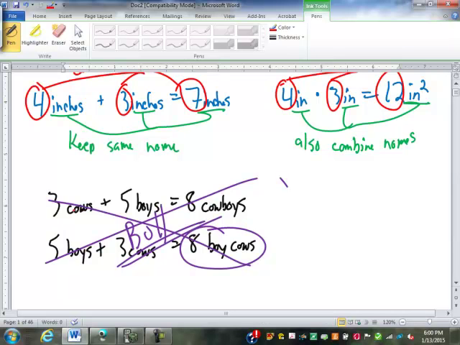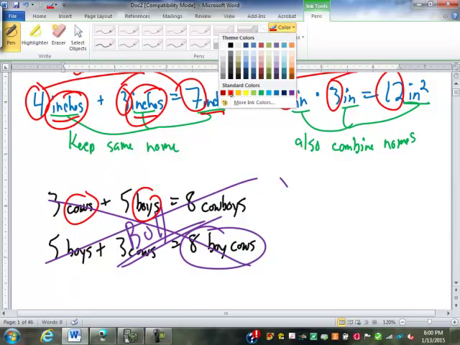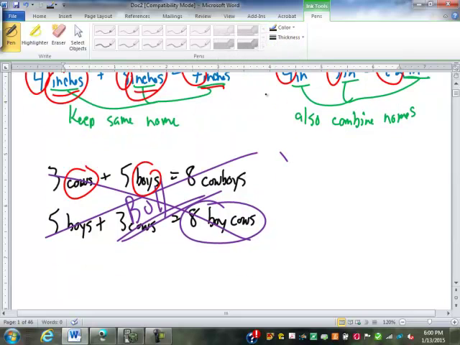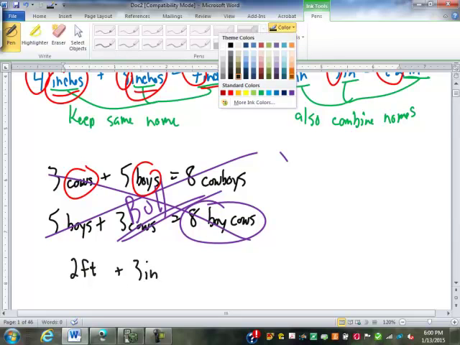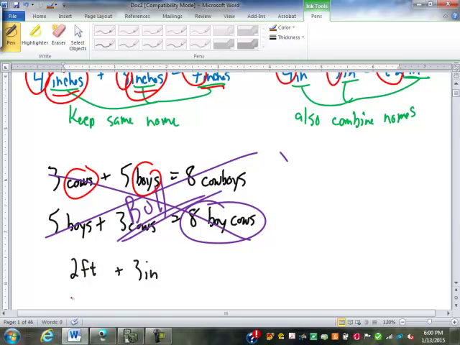But there's a point behind it. We cannot add cows to boys because when we add numbers, we're going to keep the same name, which means we have to start with the same name. If I have 2 feet plus 3 inches, I can't add those the way they are. Now, fortunately, I can change them as with many forms of numbers. I can change the 2 feet into 24 inches, and now I can add them. 24 and 3 make 27 inches.